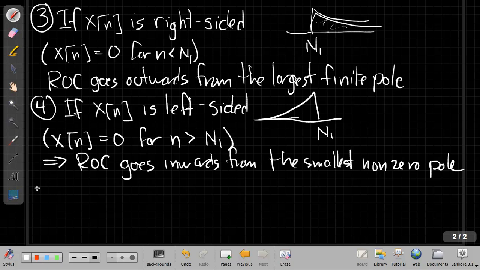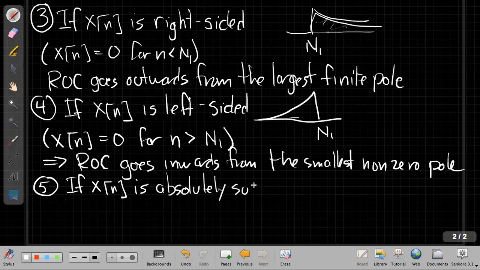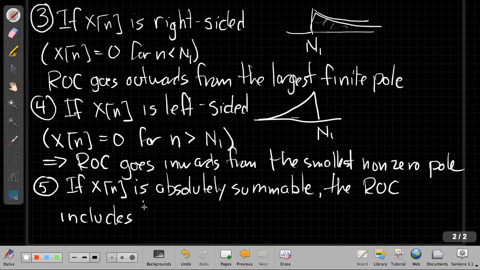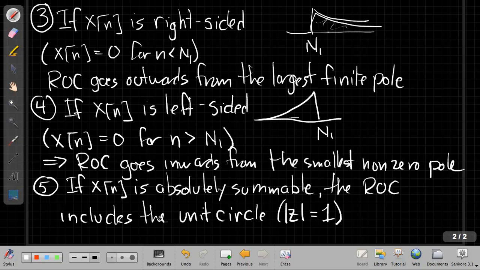And the fifth important property is that if x of n, or whatever the sequence is, is absolutely summable, the ROC includes the unit circle, which we can also say is the set of points where the magnitude of z equals 1. And this fifth one isn't too surprising if we stop and think for a few minutes.